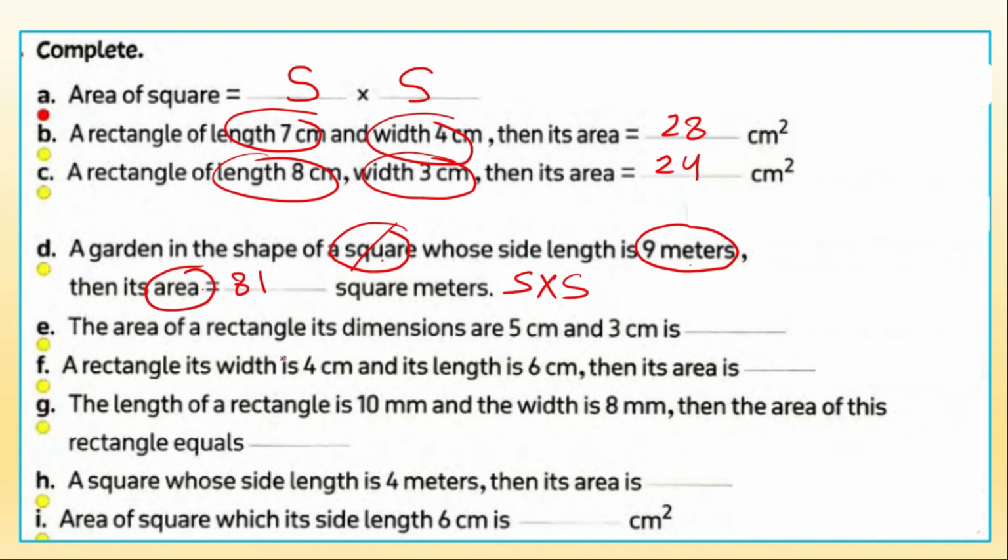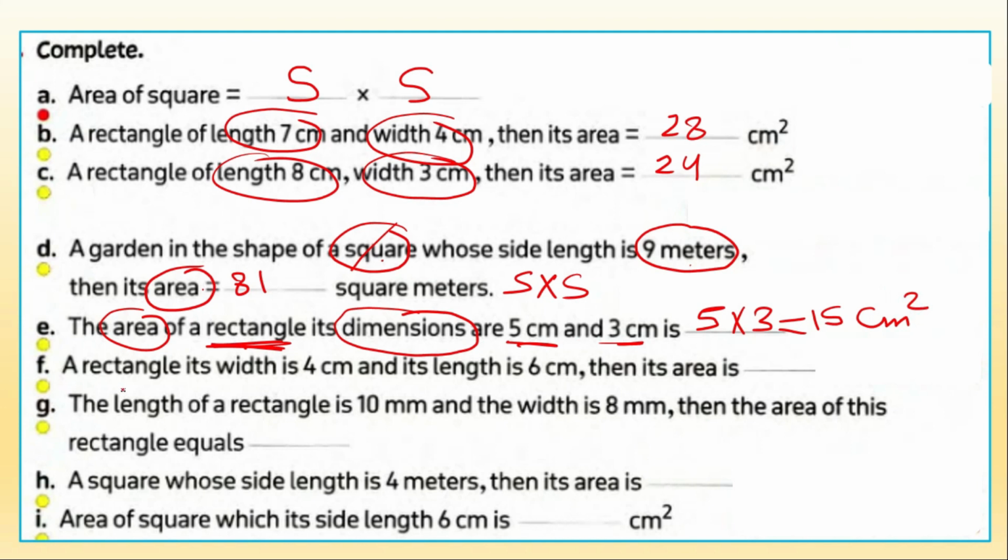The area of a rectangle with dimensions 5 centimeter and 3 centimeter. Dimensions means length and width, 5 and 3. So find the area of a rectangle: length times the width equals 5 times 3 equals 15. And which unit? Centimeter squared.